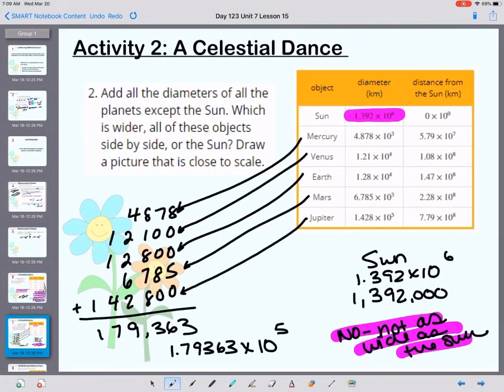For number 2, I'm adding all of the diameters, so I'm in the different column of the table. I would transfer their diameters, add those all together, and I would get 179,363. If I look at the sun's diameter based on that, it would look like maybe they are greater, but if I look at their power of 10, it's an extra digit on that exponent. So really the sun is 1,392,000 versus the 179,000. So no, they would not be as wide as the sun. The sun is still wider.